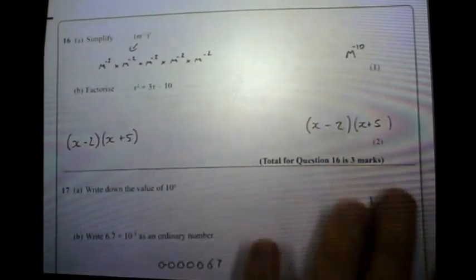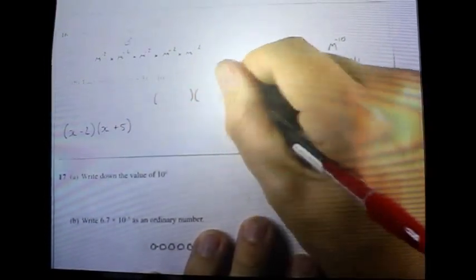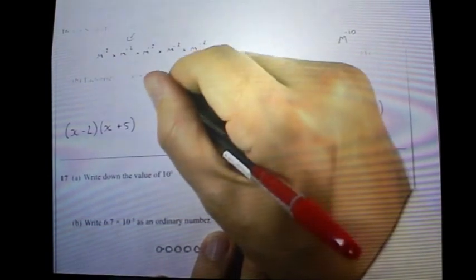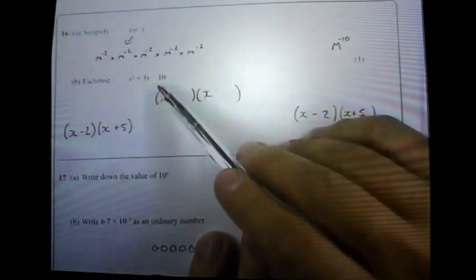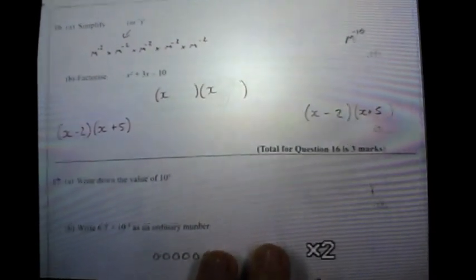Factorise x squared, add 3x, take away 10. It's going to go into 2 brackets, so you need to draw your 2 brackets. Because it's x squared, it'll just be x and x. Now you need to think of 2 numbers to go here and here that multiply together to make minus 10, but add together to make a positive 3.